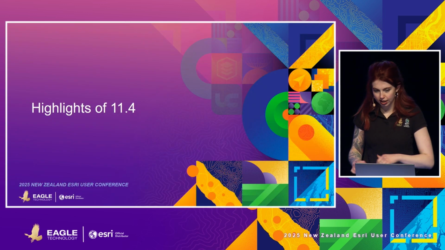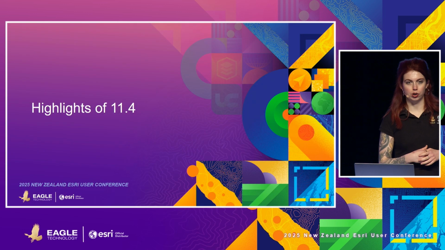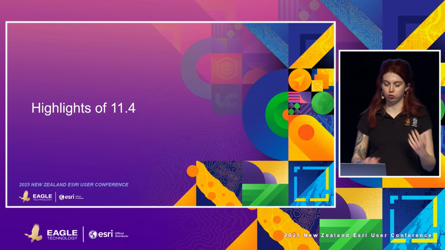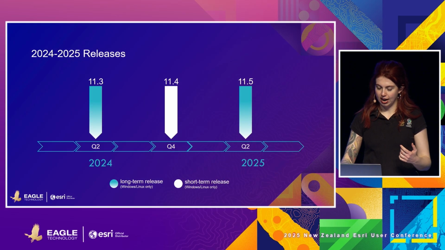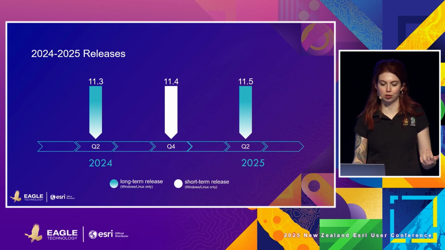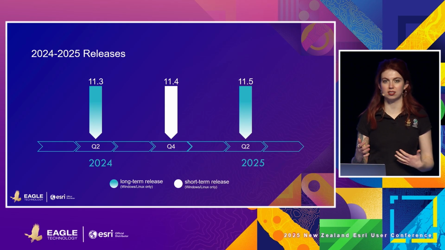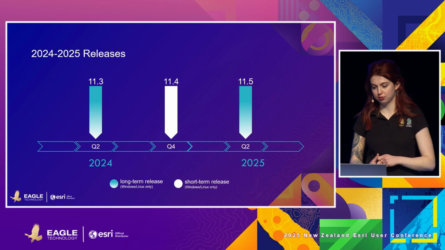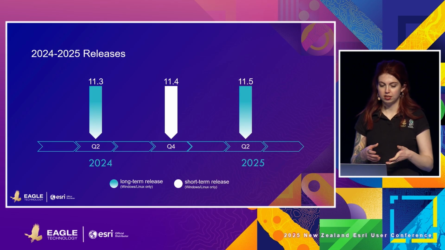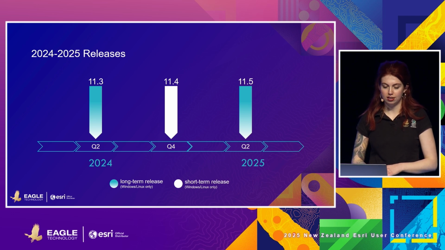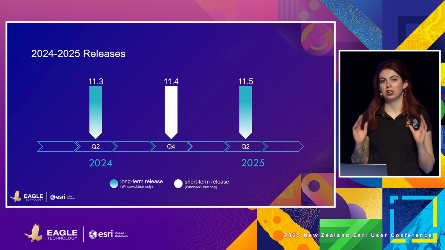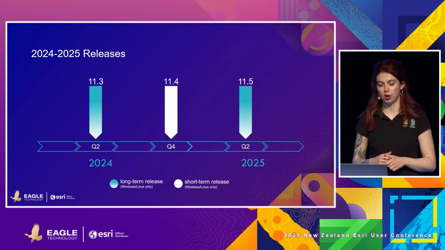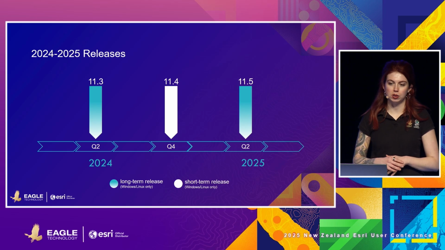So I'm going to quickly go through some of the highlights of the releases, starting with 11.4. Release numbers are really important when it comes to Enterprise, as it completely determines the capabilities that you have and how up-to-date things are. We have different types of releases: short-term releases and long-term releases. 11.4 was a short-term release, 11.5 long-term, but we do have 12.0 coming up, which will be another short-term one. And so we'll discuss all of that as we go along.